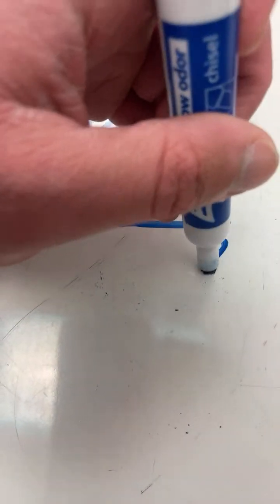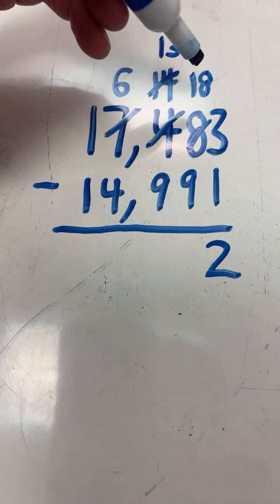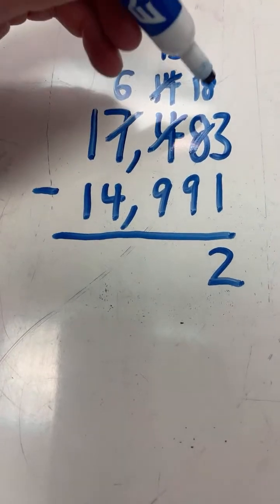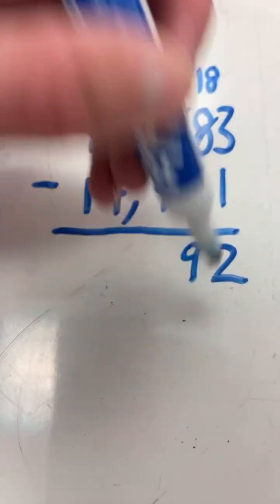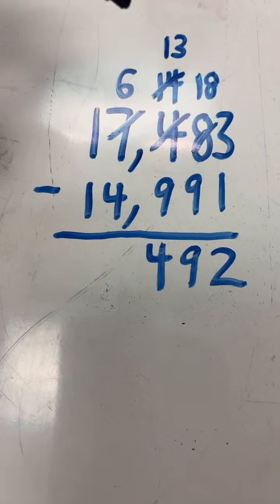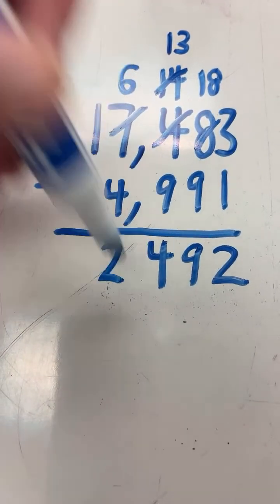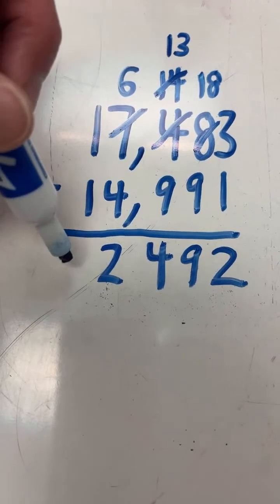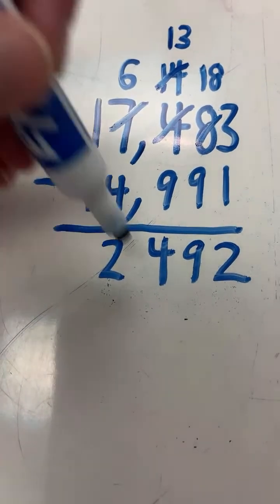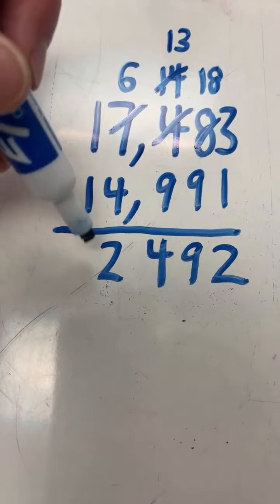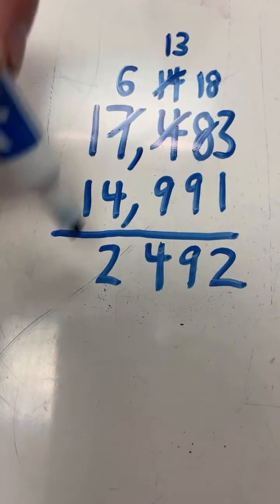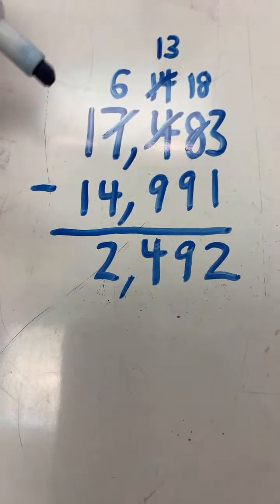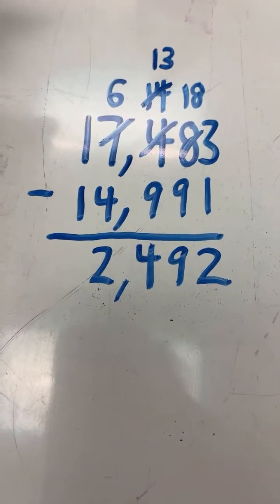3 minus 1 equals 2. 18 minus 9 equals 9. 6 minus 4 equals 2. 1 minus 1 equals 0. You could put a 0 there or leave it blank. It won't change the value of the answer. I always say if there's a 0 in the column all the way to the left, leave it blank. And we have our final answer.